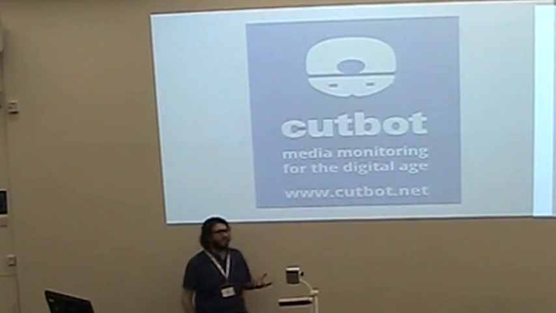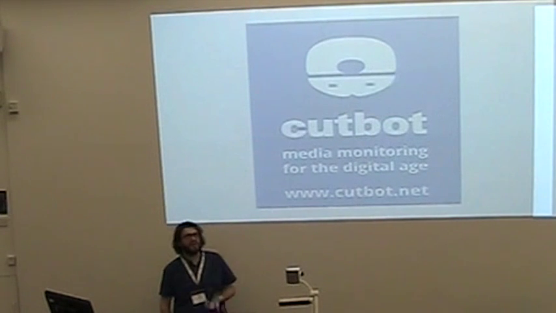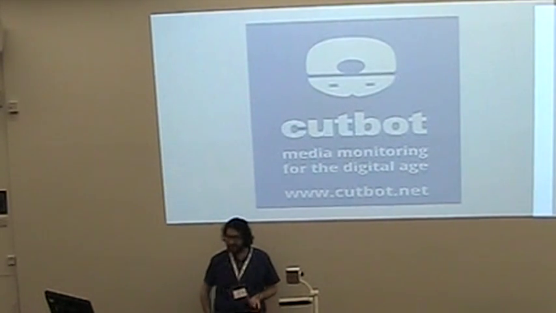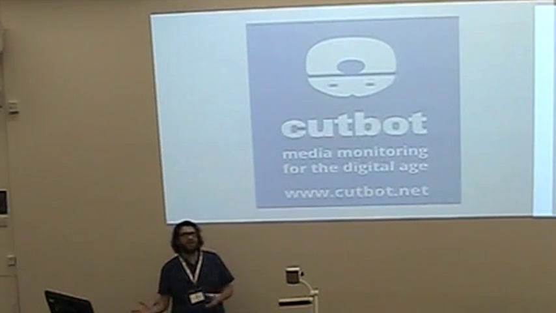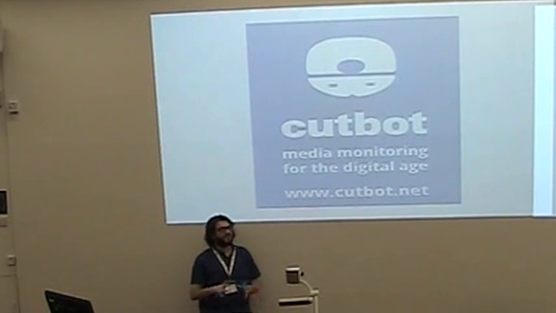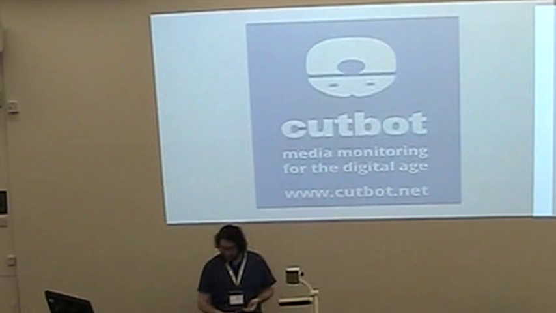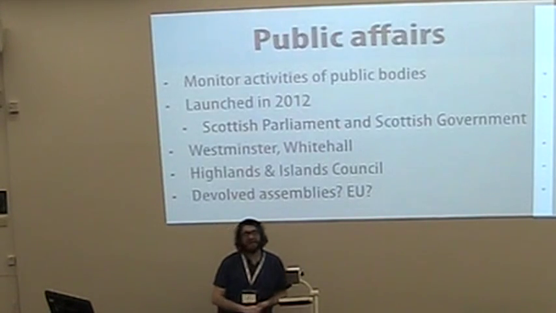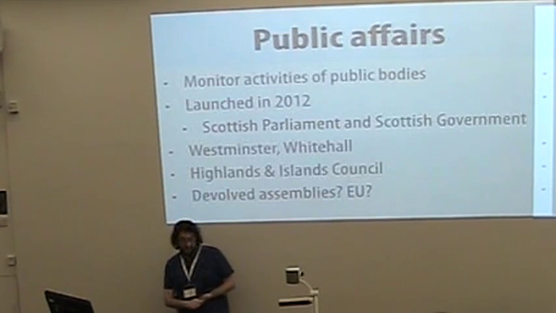So for example, we let you restrict search terms to publications in particular geographies, to just national newspapers, to the right sort of trade newspapers, and rather than sending an email whenever we find a match, we batch them up and send them out as nicely formatted briefings, and it's all great. But the bit I'm talking about today is our public affairs monitoring product, which launched in 2012.